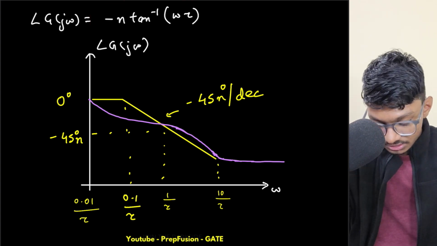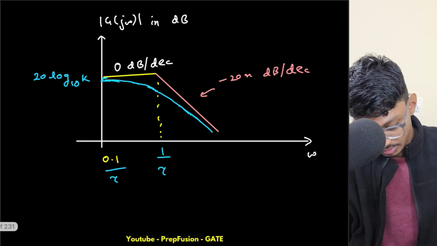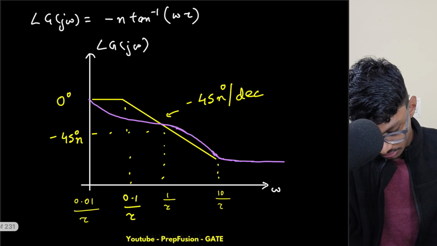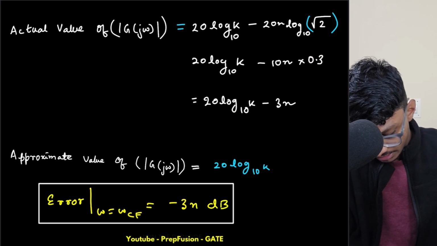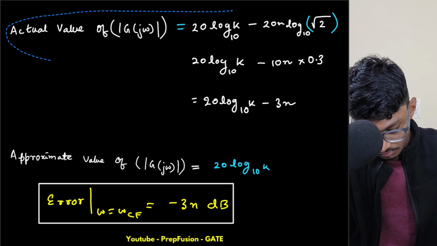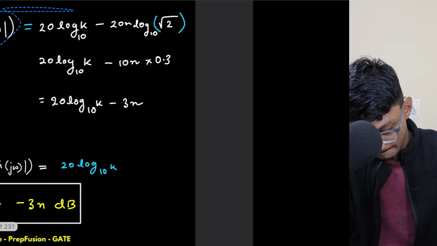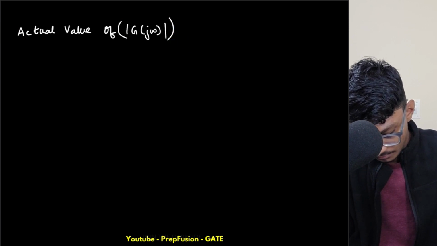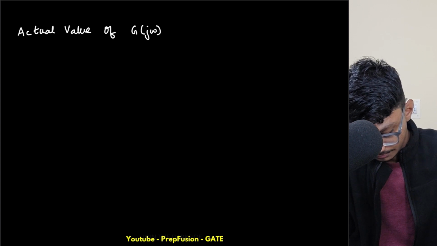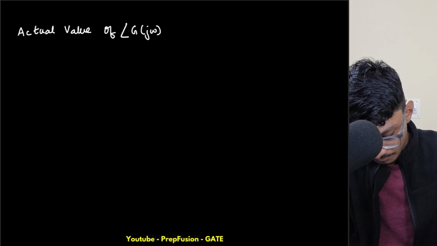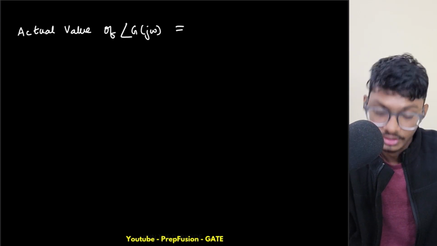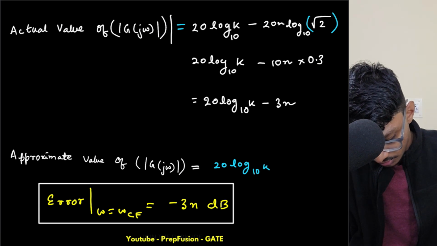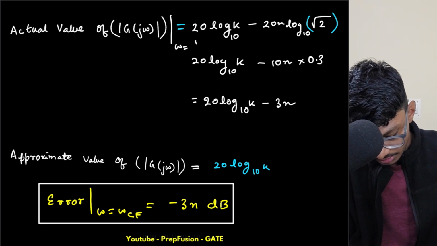Here, what is the value? Let's put the actual here. Let me copy. Sorry, okay, this is here. So the actual value of the angle of G omega, not the magnitude, the angle. The actual value of the angle of G omega, what is it? Simply at corner frequency, so I should write this as at corner frequency. I actually forgot to write this there that time. 1 by tau.